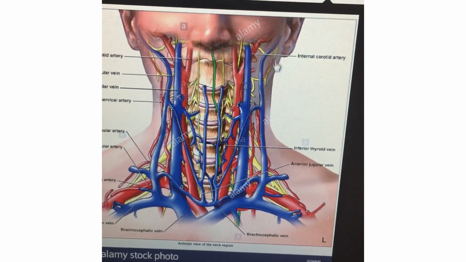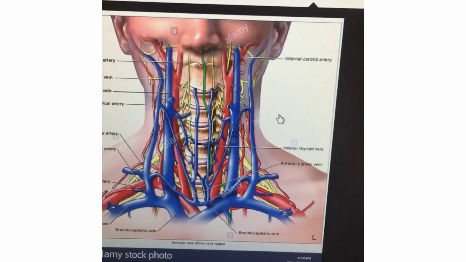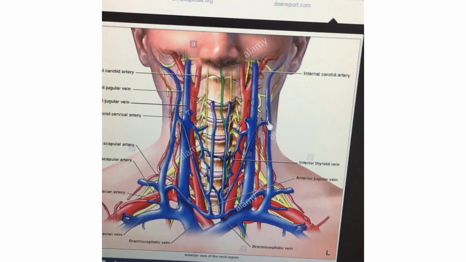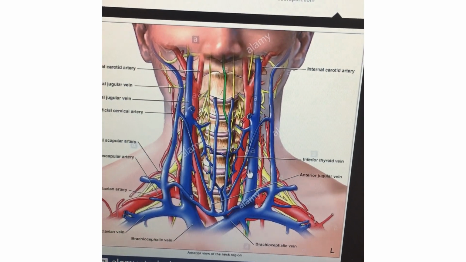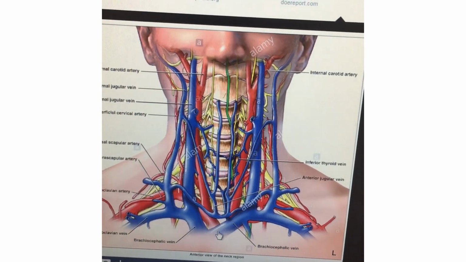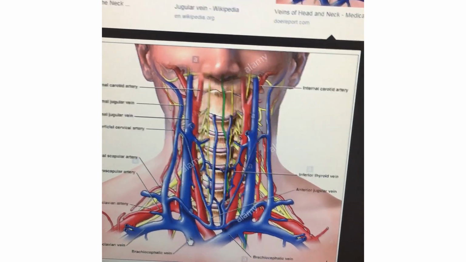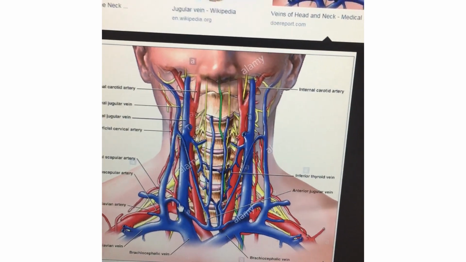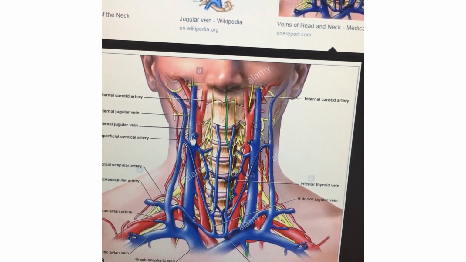However, in this patient's case, when we went in, the central line went in through the left internal jugular vein. It went to the brachiocephalic vein. It detoured and went up to the brachiocephalic vein and into the right internal jugular vein.